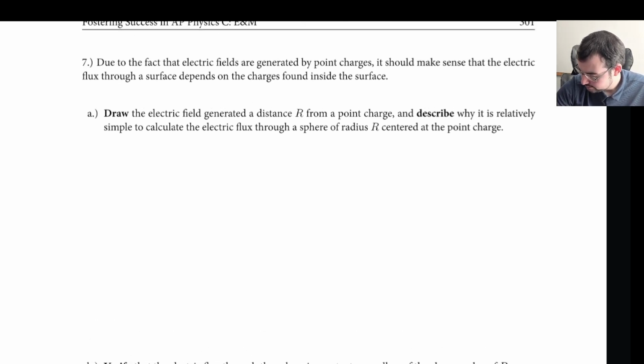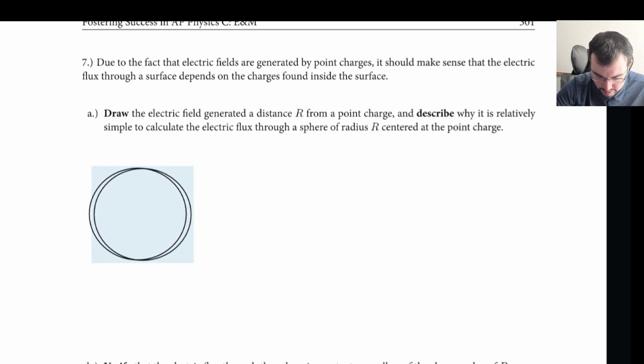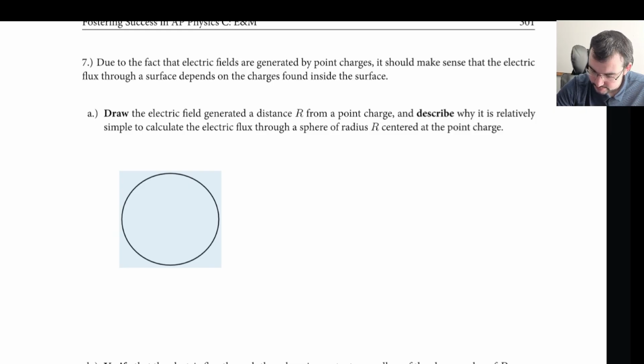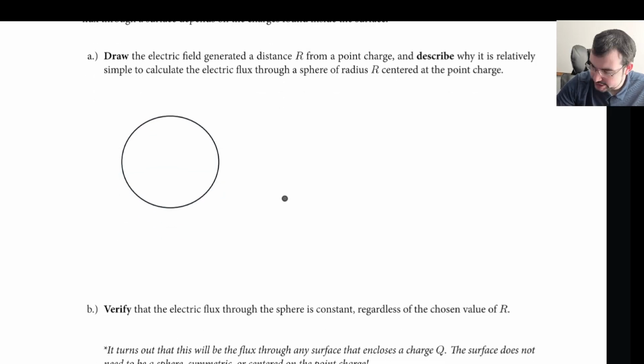So we'll begin here by drawing a point charge electric field. So let's say I have a positive charge, and I want to consider what that field looks like if I draw a sphere of radius r. So maybe let's draw the sphere first.